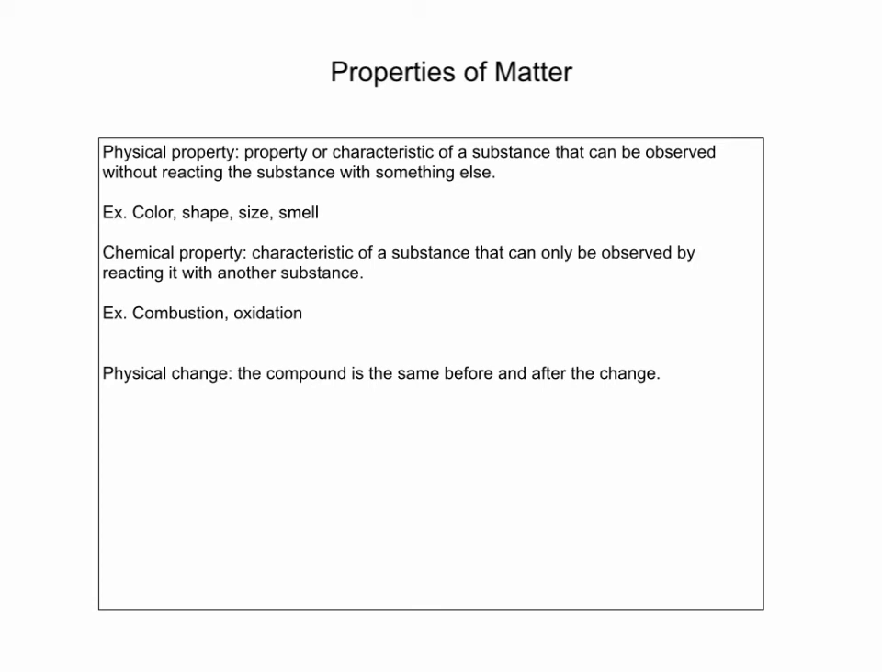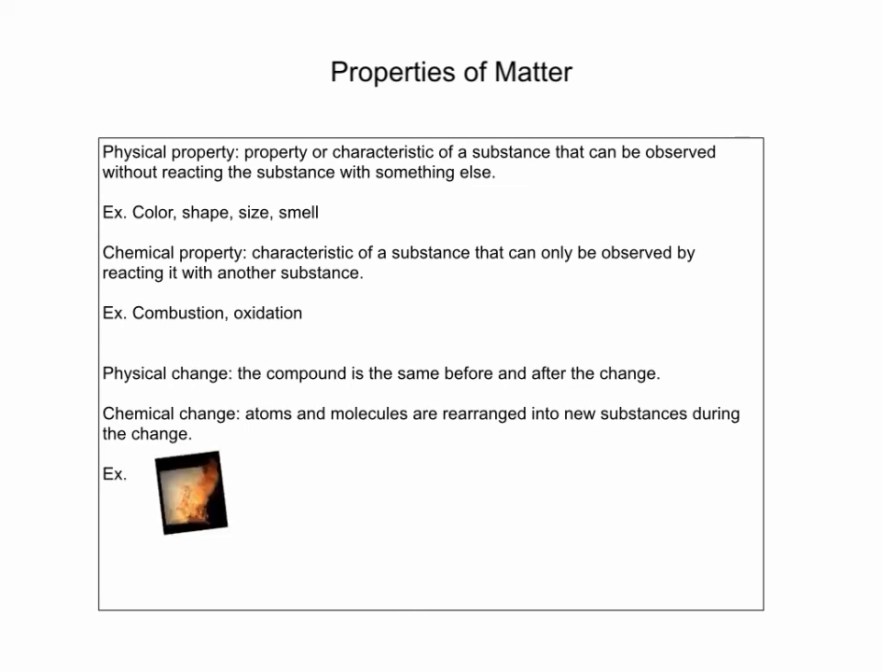The second type of change that can occur to a substance is a chemical change. In a chemical change, atoms and molecules are rearranged into new substances during the change. So let's look at an example of this. If we burn a piece of paper, now we are creating new molecules.